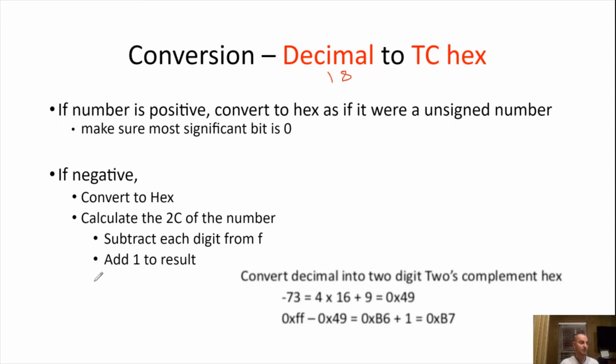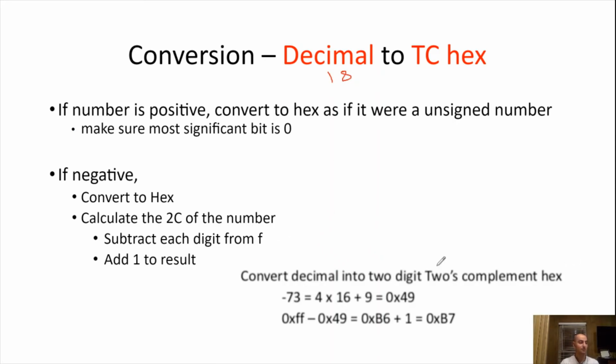If it's a negative, it's again the same thing. First we convert, then we calculate the two's complement of that number. And two's complement of the hex is, you subtract everything from F because that's basically the flipping step, and then you add 1. So basically, same thing. It's just like in hex.